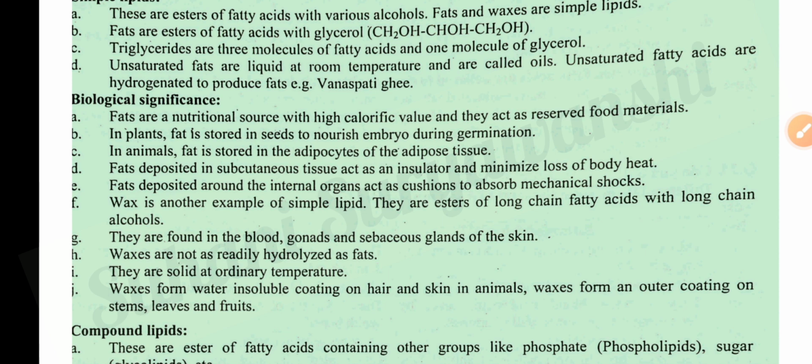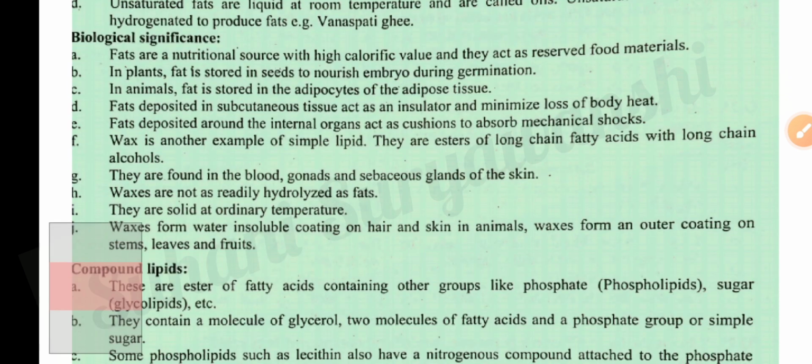Wax is another example of simple lipid. They are esters of long-chain fatty acids with long-chain alcohols. They are found in the blood, gonads, and sebaceous gland of the skin. Waxes are not as readily hydrolyzed as fats. They are solid at ordinary temperature. Waxes form a water-insoluble coating on hair and skin in animals. Waxes form an outer coating on stems, leaves, and fruits.